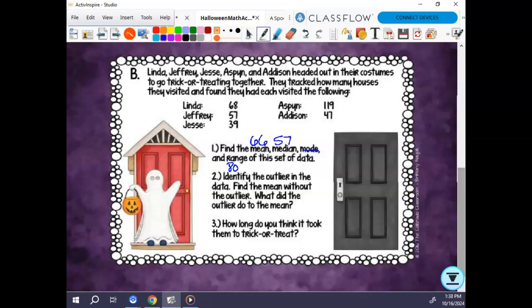So then it says identify the outlier. So even if you didn't do B, what's the outlier here?